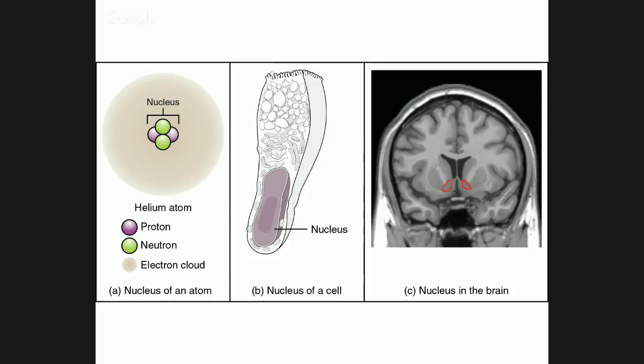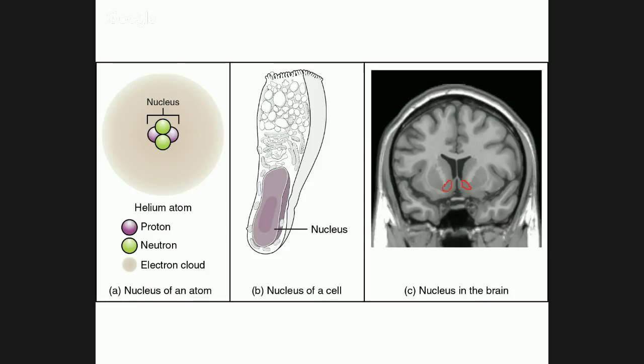Now, I'm describing what this nucleus does because in all of these cases, the word nucleus means the center of something. Here it's the center of the atom. Here it's the center, if not physical, at least functional, of the cell. And here we're talking about a group of neurons that are a central location for a particular function. So this particular nucleus is sometimes referred to as the reward center of the brain. And that's why we use the word nucleus.